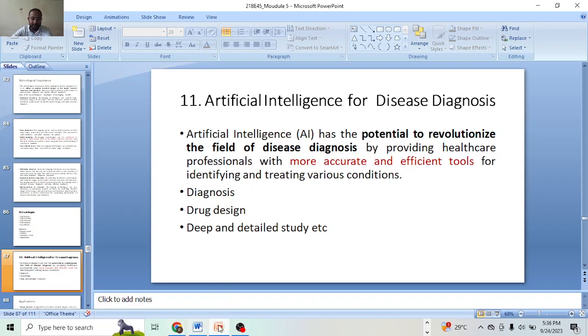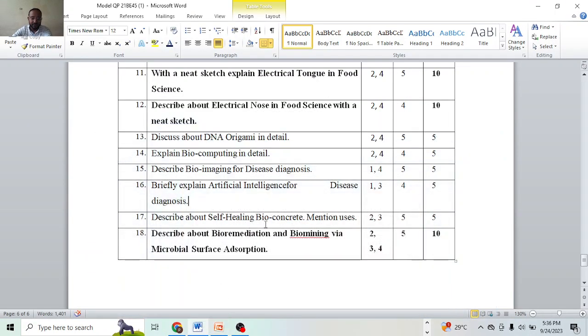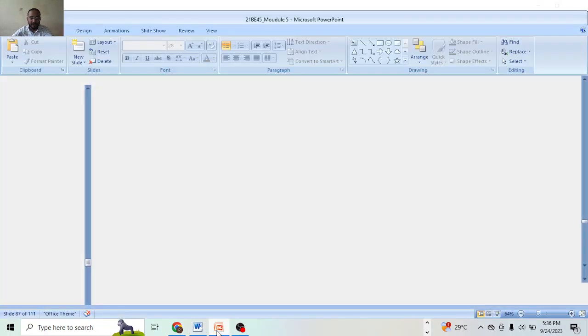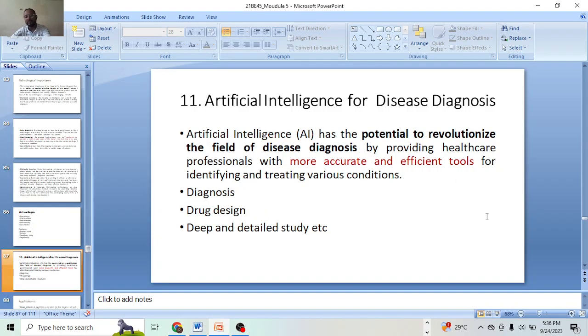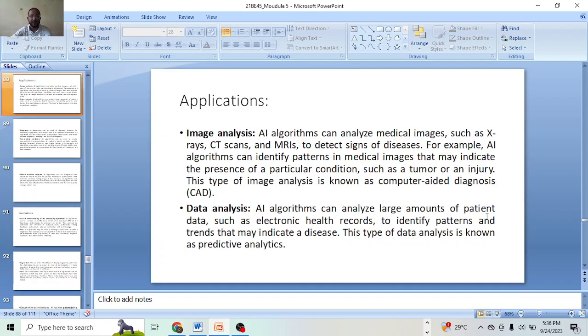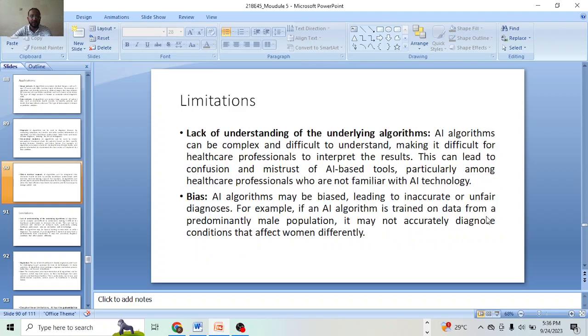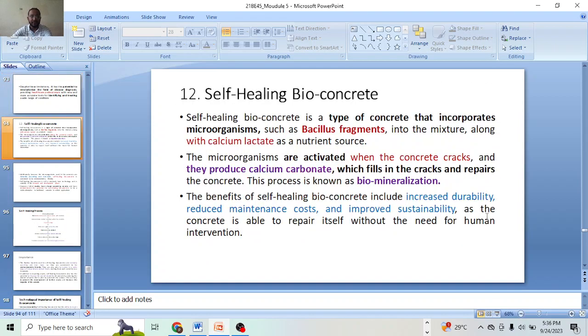Next, artificial intelligence in disease diagnosis or disease detection. That can carry around 5 marks. Here the introduction, do not waste much time, 1 mark. Applications: you can mention 5 applications, that is 2 marks. And then limitations, 1 mark. So 2 plus 2 plus 1.